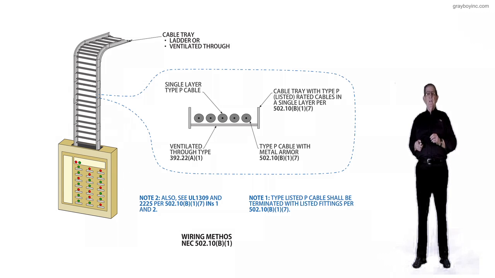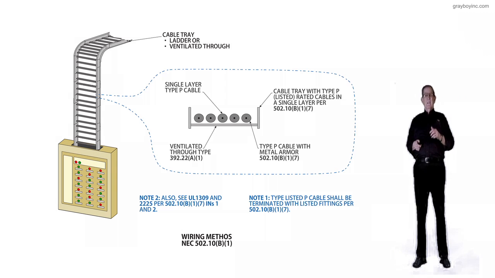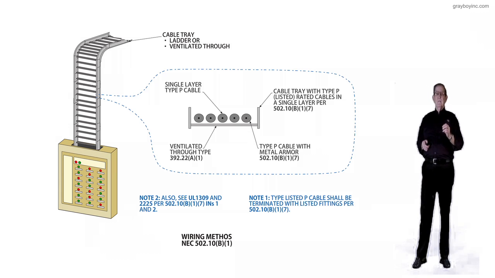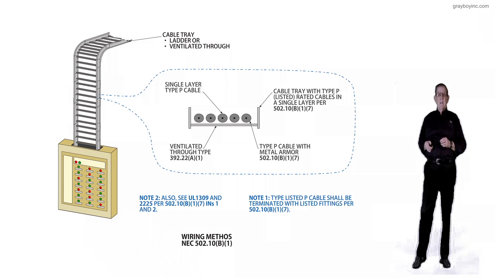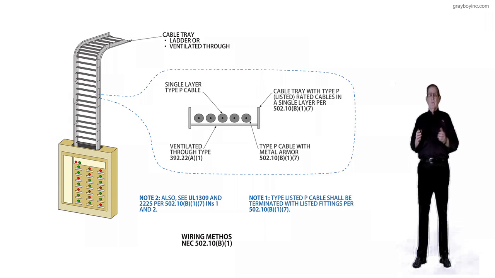Note 2 states, be sure now, and they also cite UL standard 1309 and 2225 that is also outlined in 502.10(B)(1), item 7, and the informational notes 1 and 2, which refer you to these standards for additional information when you're using type P cable, and you want a little bit more pro and con about that cable than you feel like is listed in Article 336 or this section for dust-related areas.